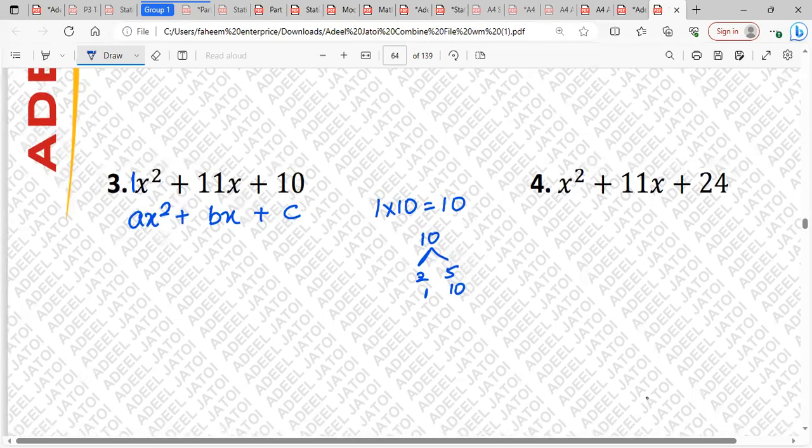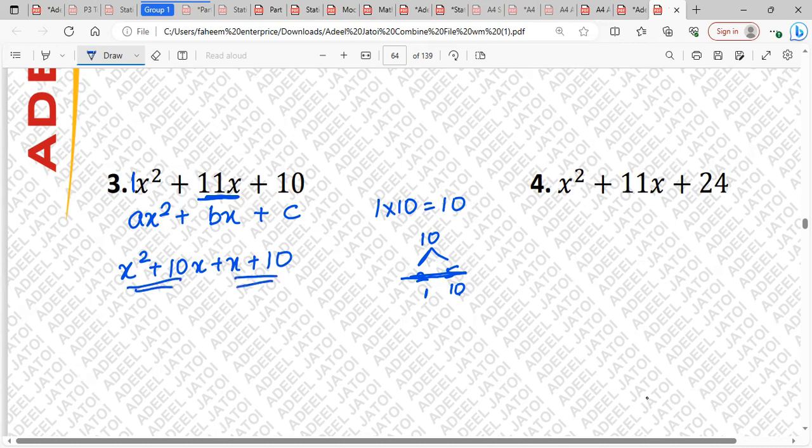So we need 11 in the middle. So 2 plus 5 will give me 7. 2 minus 5 will give me 3. So this is not giving me 11. But 1 plus 10 will give me 11. So I'm going to write it as x squared plus 10x plus x plus 10. I tried to make sure that 11x is broken into two middle terms.